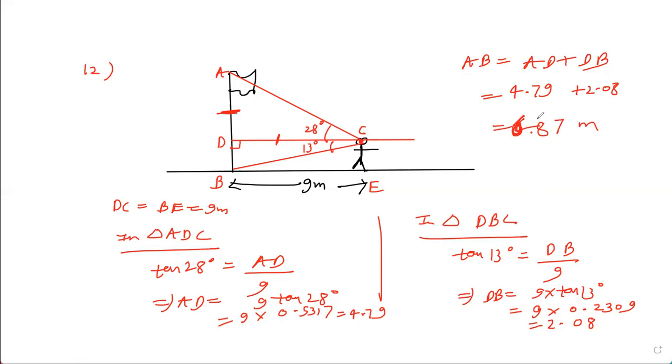And after seeing these three questions, I hope you all are now confident and clear that how, using the concept of angle of elevation and depression, we can solve this type of questions. Now, next, we all will move on to the second exercise of concise, that is exercise 22B.